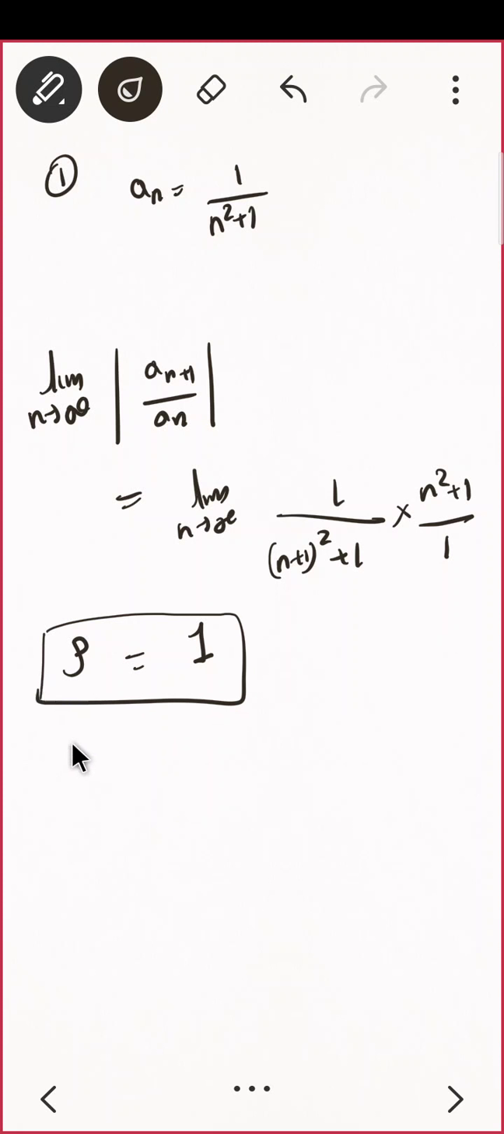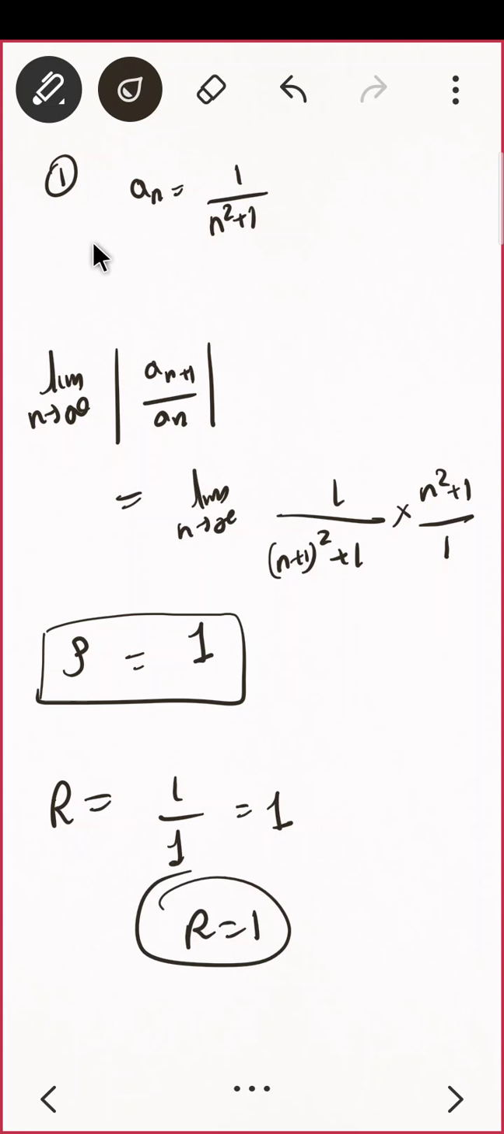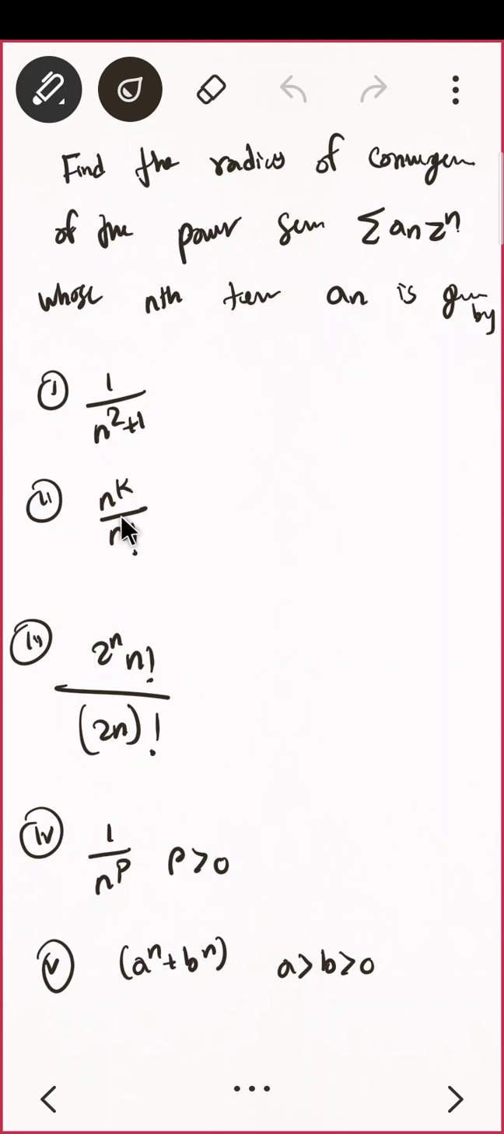So what is radius of convergence? R equals 1 upon rho, that is rho inverse, so it is again 1. Radius of convergence is 1 for this series, correct? Simple. What about the second one? n raised to k upon n factorial. What do you think?